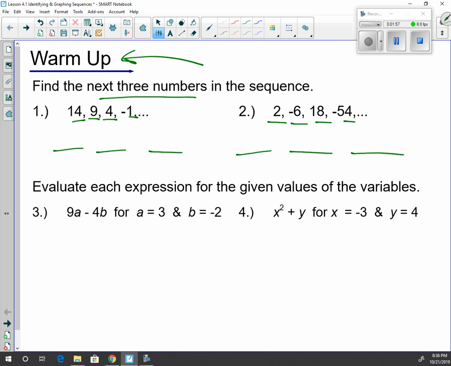And then also evaluate the expression for the given values. Remember, what we're doing here is if A is equal to 3, we're substituting in 3 for A. If B is equal to -2, we're substituting in -2. Remember to substitute using parentheses. All right? So go ahead and give that a shot. Please pause the video for students to try it.